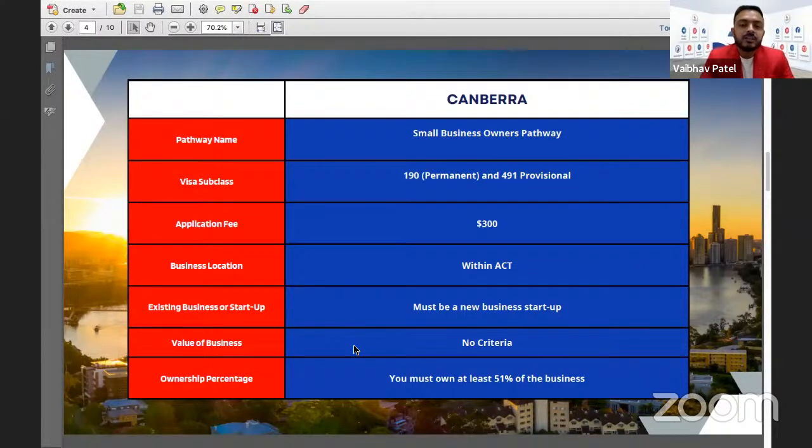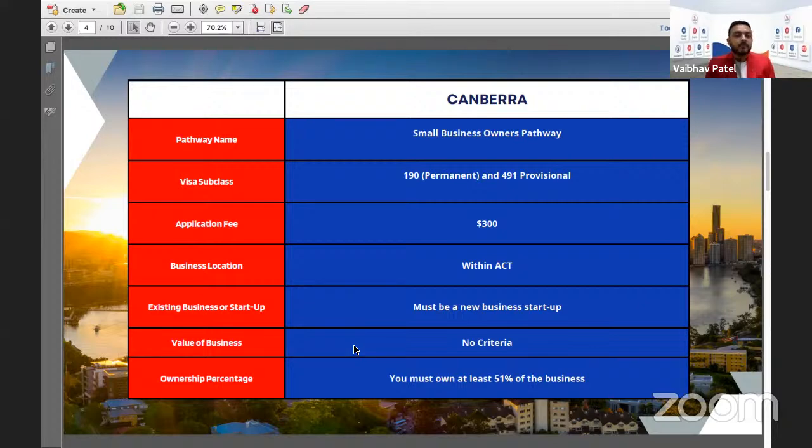Now, next one is Canberra. So in Canberra, you will have to have a small business owner pathway again. Here, the option is that you can go for a 190 as well as a 491, whereas Queensland does not give you that option. Now this business can be anywhere in Canberra.